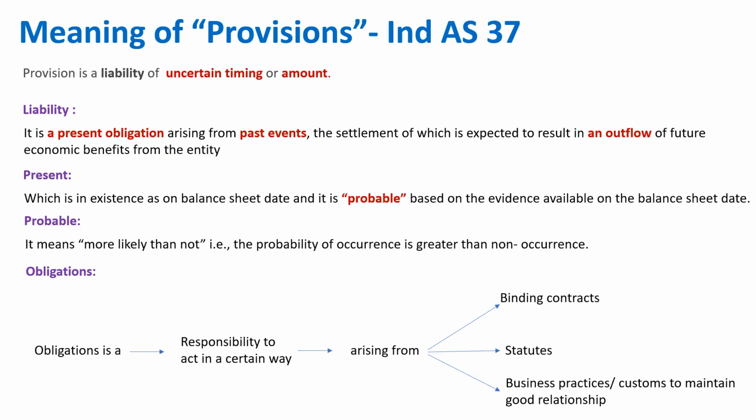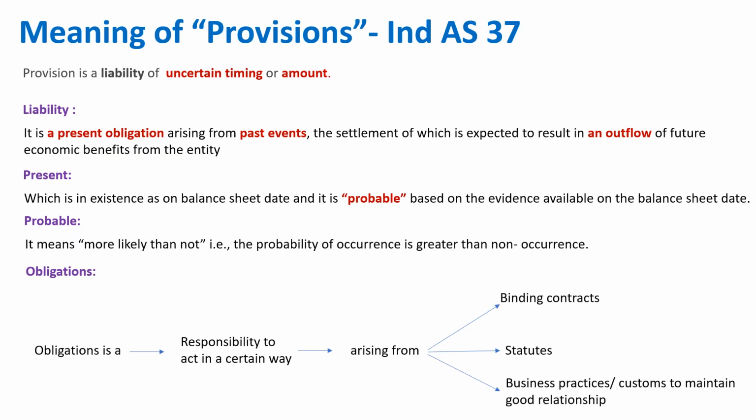Then statutes. For example, the government changes the rule saying that whatever you have sold in the last 6 months, you have to pay 1% extra tax now. So you have to create a provision for that, because there is a change in statutes. You can't say that I don't have a contract with the government, hence I'll not do it. So statutes apply to all companies.